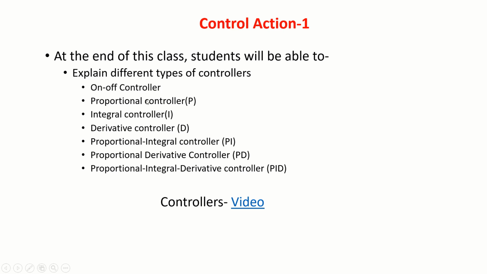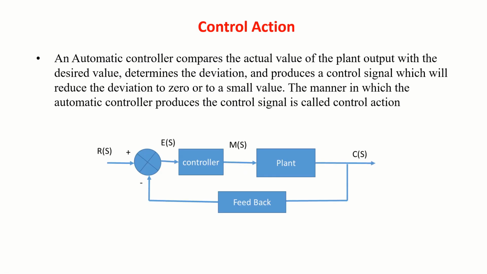One is called on-off controller, proportional controller, integral controller, derivative controller, proportional integral controller, PI controller we call it, proportional derivative controller, PD controller, proportional integral derivative controller, we call it as PID controller. You can play this video and understand the explanation of different types of controllers there.